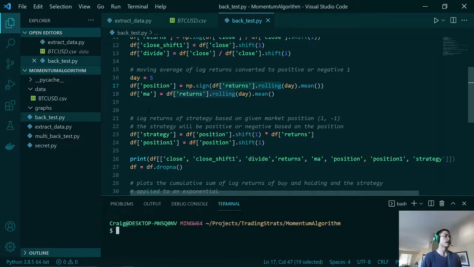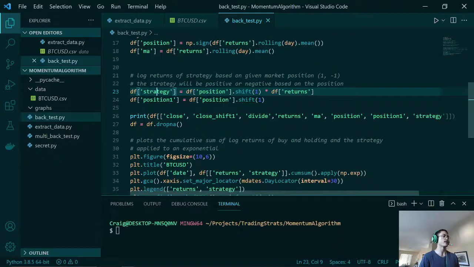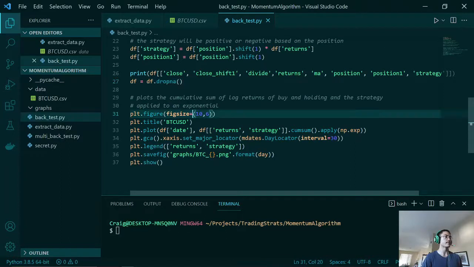So after that, we have our strategy. This is very simple. All it does is it takes our buy and hold log returns, and it multiplies it by our position of one or negative one. And then this will determine how our strategy is doing. So here we just print out some information of our data set to help understand what's going on. And here we'll be dropping our NaN values. Over here we'll be plotting our Bitcoin data.